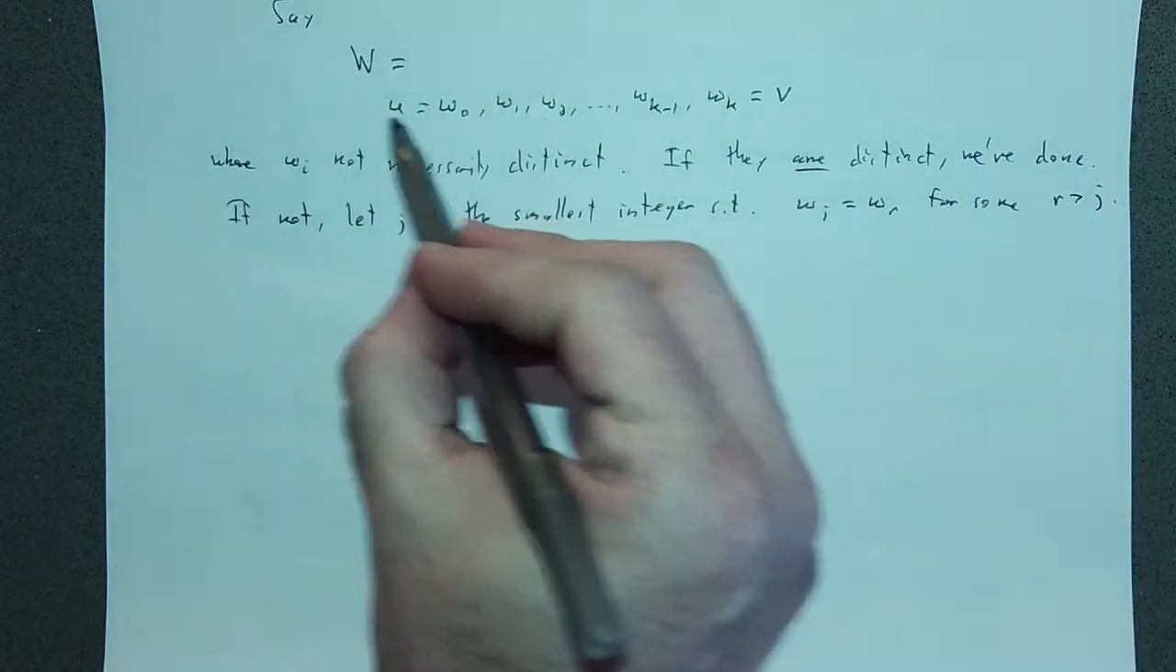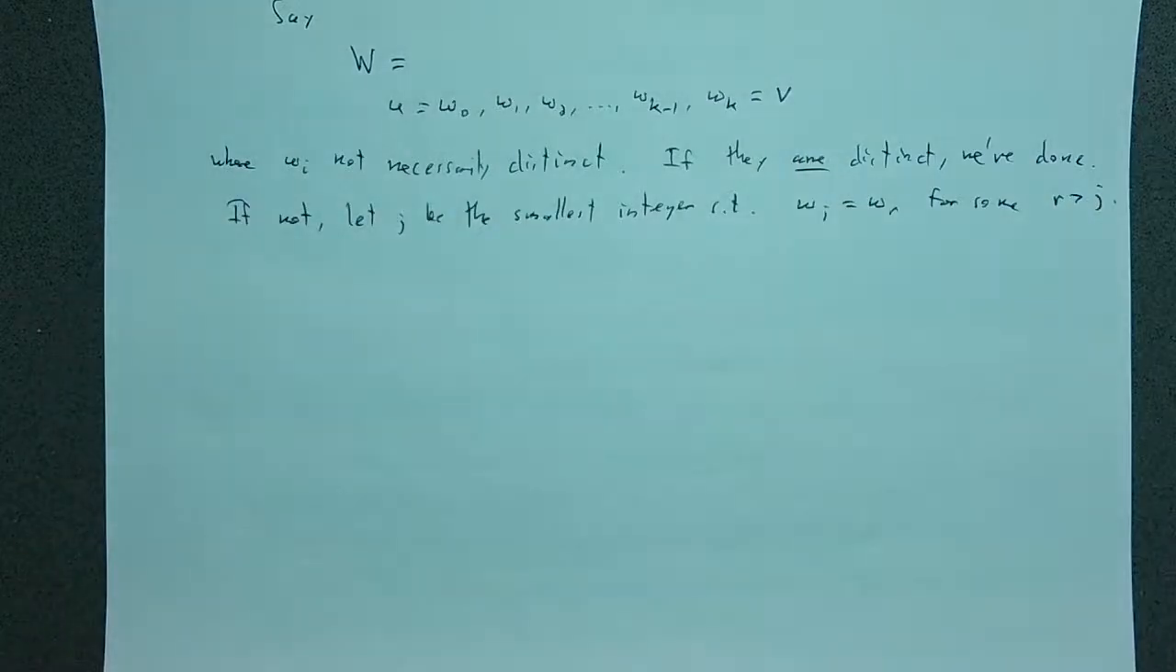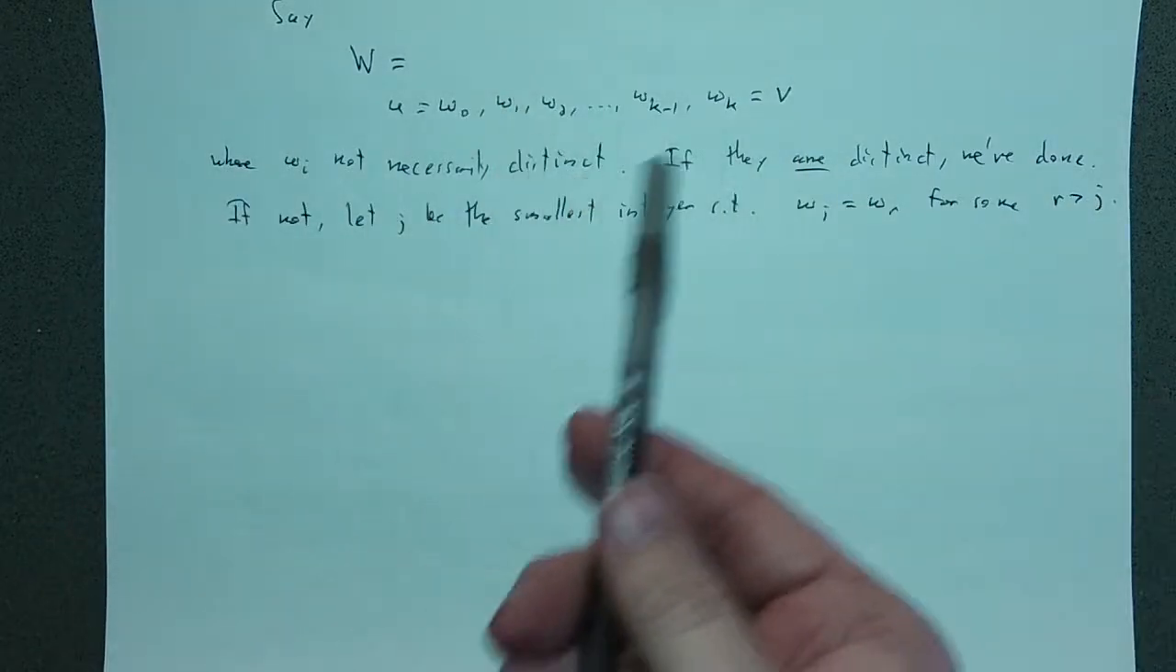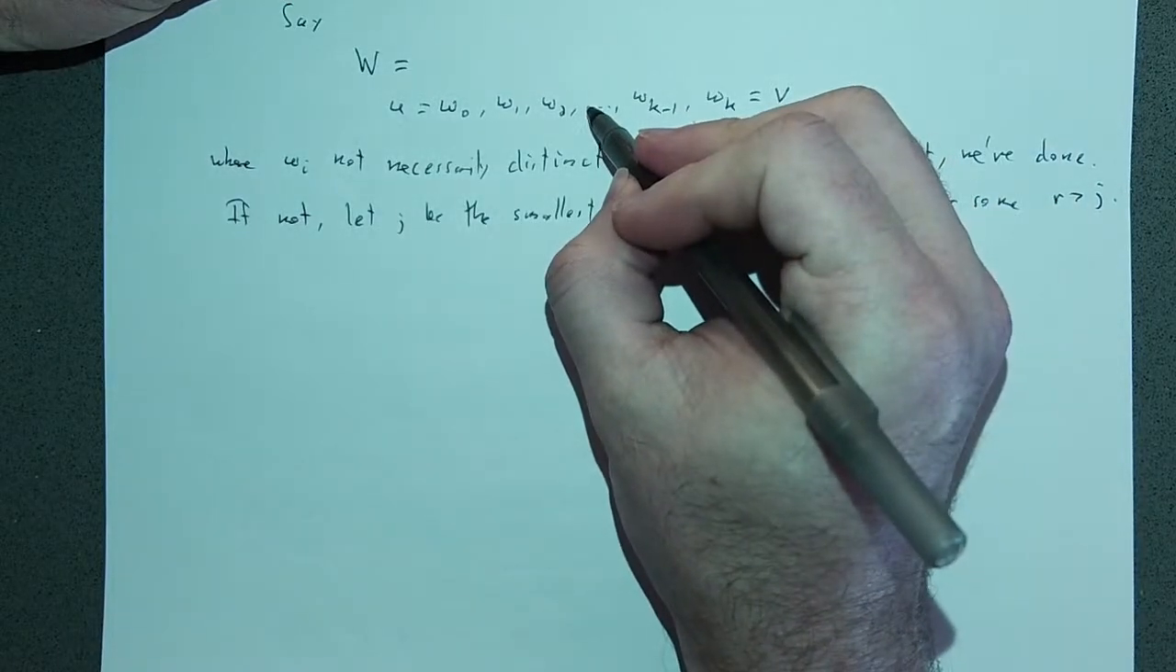The idea is if there's a repetition, right? There might be multiple repetitions, right? It doesn't matter. Pick the smallest integer or the smallest index, the first repetition here. So let's think for a second. The idea is that I have a repetition.